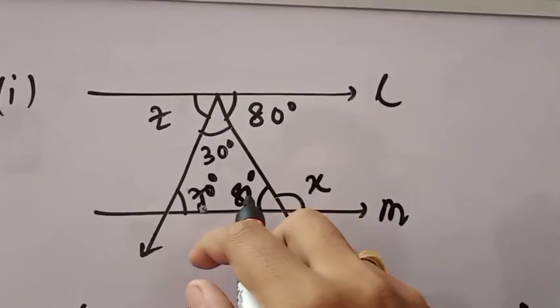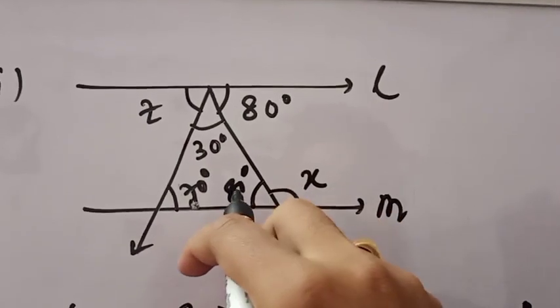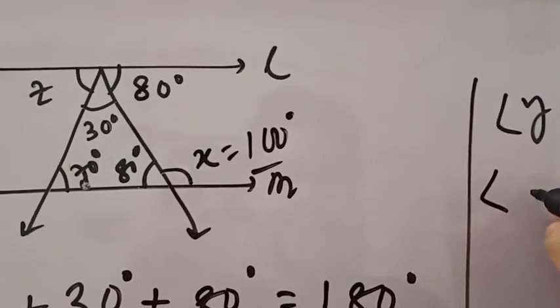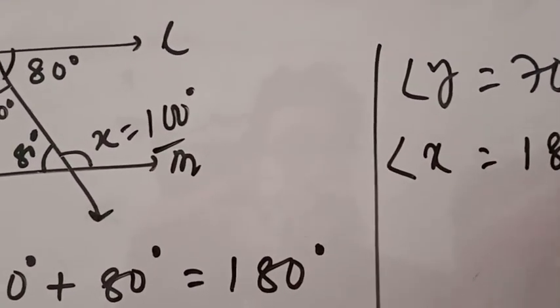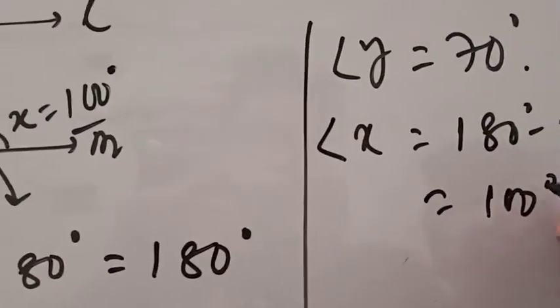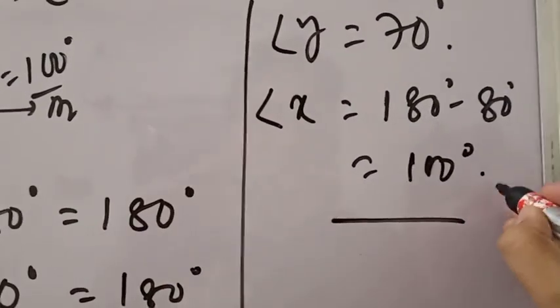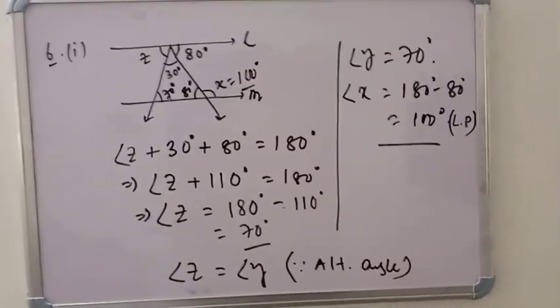Now, if this is 80, then this angle and this angle are in linear pair. So that means 180 minus 80, this is 100. So x equals 100 degrees. So x equals 180 minus 80 equals 100 degrees, because this is linear pair. Okay? Linear pair. This is 6/1.